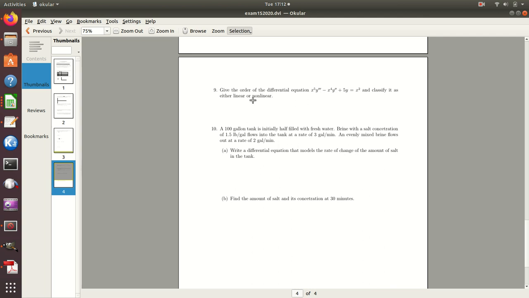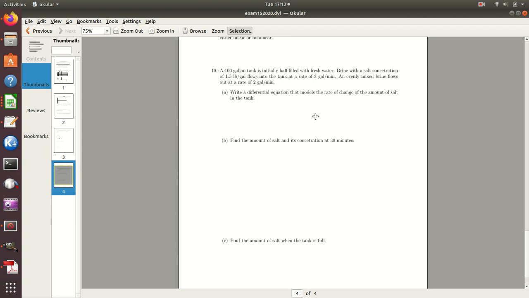9 is, again, a definitional kind of thing. Give the order. Well, it's y triple prime, so it's order 3, and then is it linear or nonlinear? Well, I just have to look at the y's, since that's what I'm taking the derivative of, and I see that all the y's are simply some derivative of y or y itself, nothing like y squared or the square root of y or 1 over y or anything like that, so it's linear. It doesn't matter that I've got x to the 5th or x squared over here.